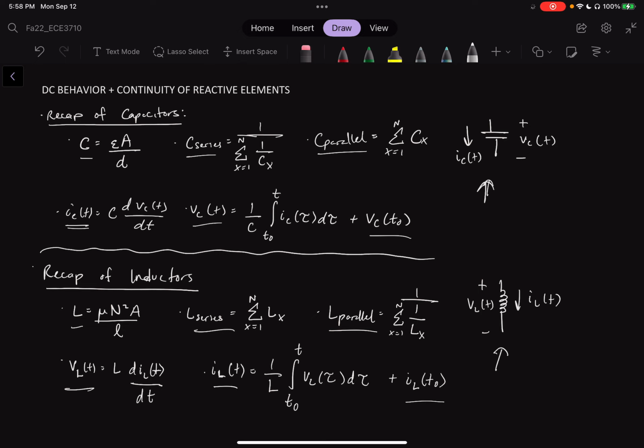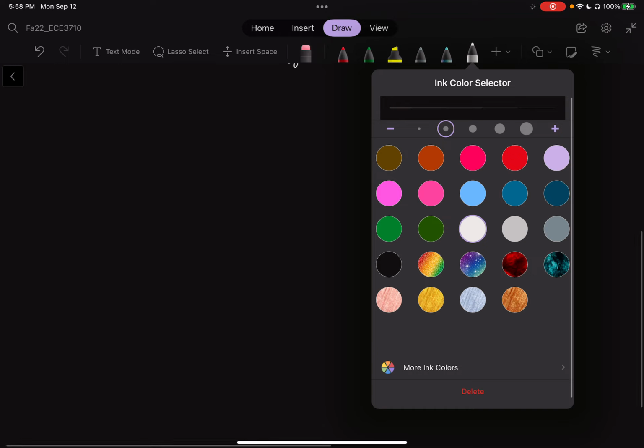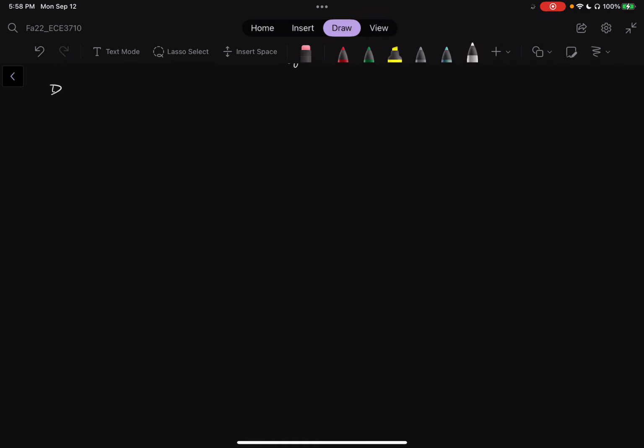Now, let's talk about the DC behavior of these components. I don't actually like the terminology DC behavior. The terminology that I would rather use is DC steady state (SS) behavior of caps and INDs, which means inductors.